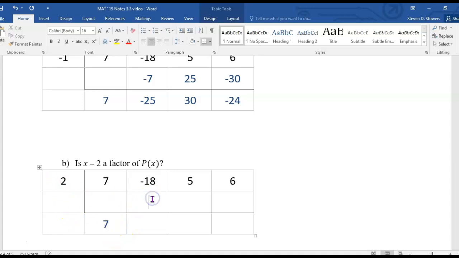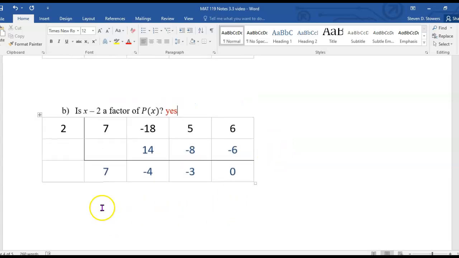2 times 7 is 14. Negative 18 plus 14 is negative 4. 2 times negative 4 is negative 8. 5 plus negative 8 is negative 3. 2 times negative 3 is negative 6. And 6 plus negative 6 is 0. So for that one, we can say, yes, x minus 2 is a factor.